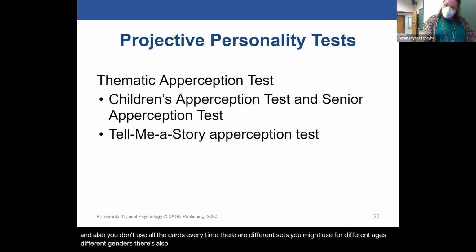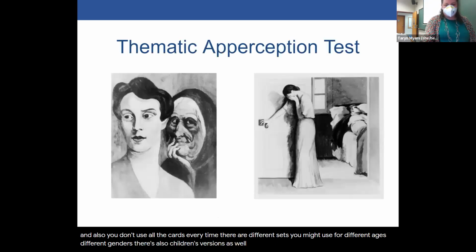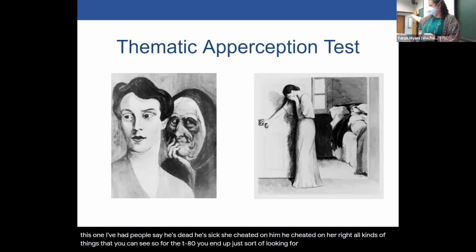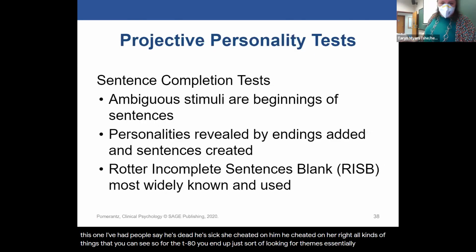There's also children's versions as well. These are some example images, right? So for this one, I've had people say he's dead, he's sick, she cheated on him, he cheated on her, right? All kinds of things that you can see. So for the TAT, you end up just sort of looking for themes, essentially.